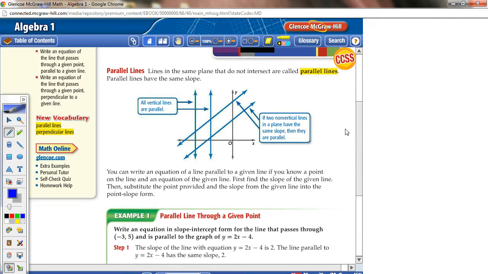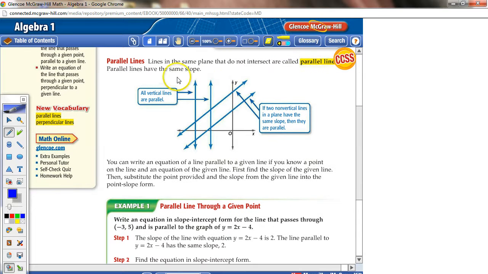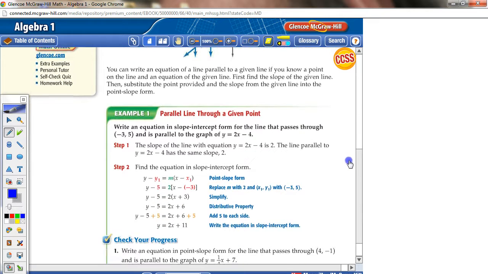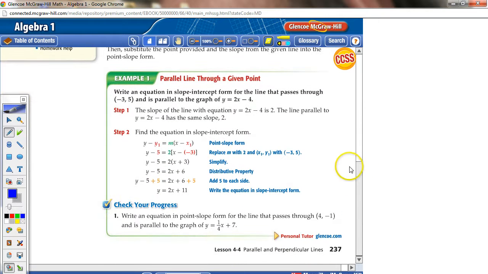Alright, parallel lines. Lines in the same plane that do not intersect are called parallel lines. So they're going towards the same direction and they'll never meet. These are called parallel lines. When it comes to parallel lines, they have the exact same slope. So if they give you a point and an equation, and they want you to write an equation in point-slope form.